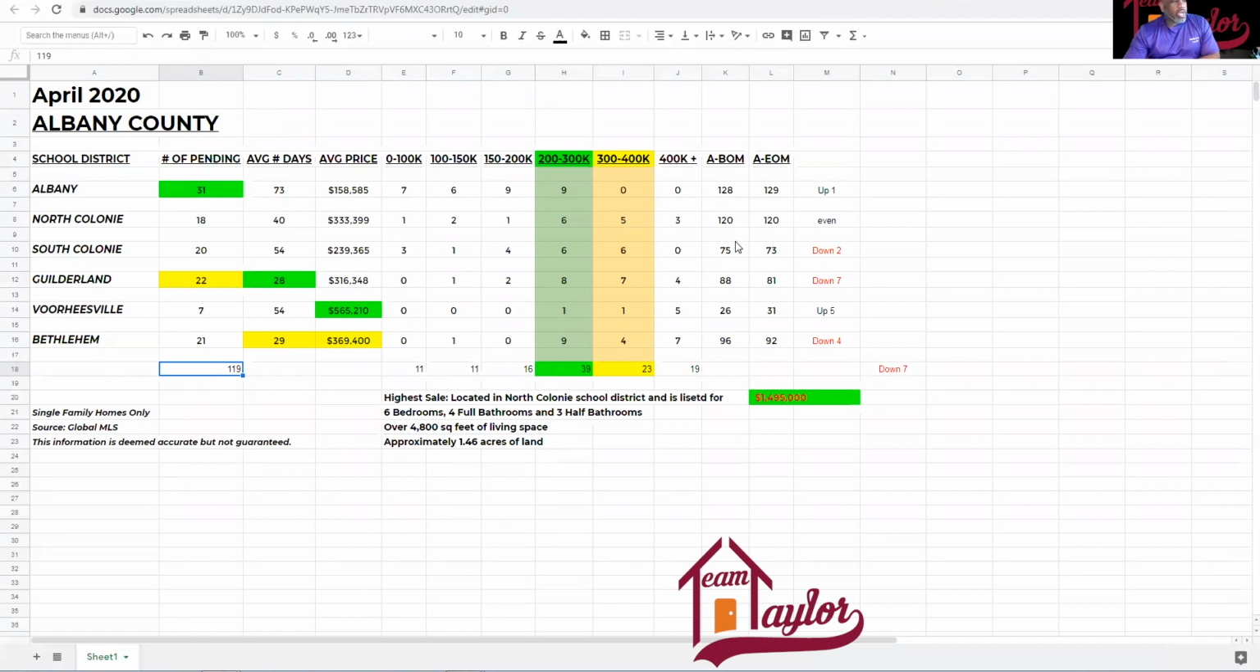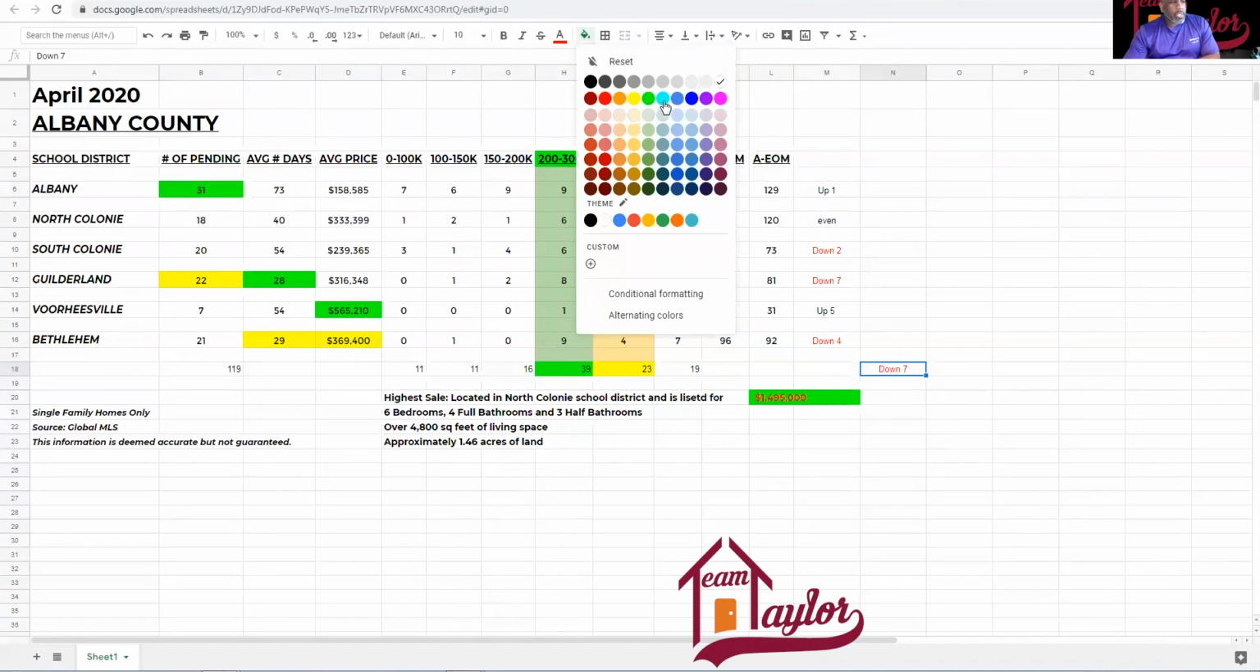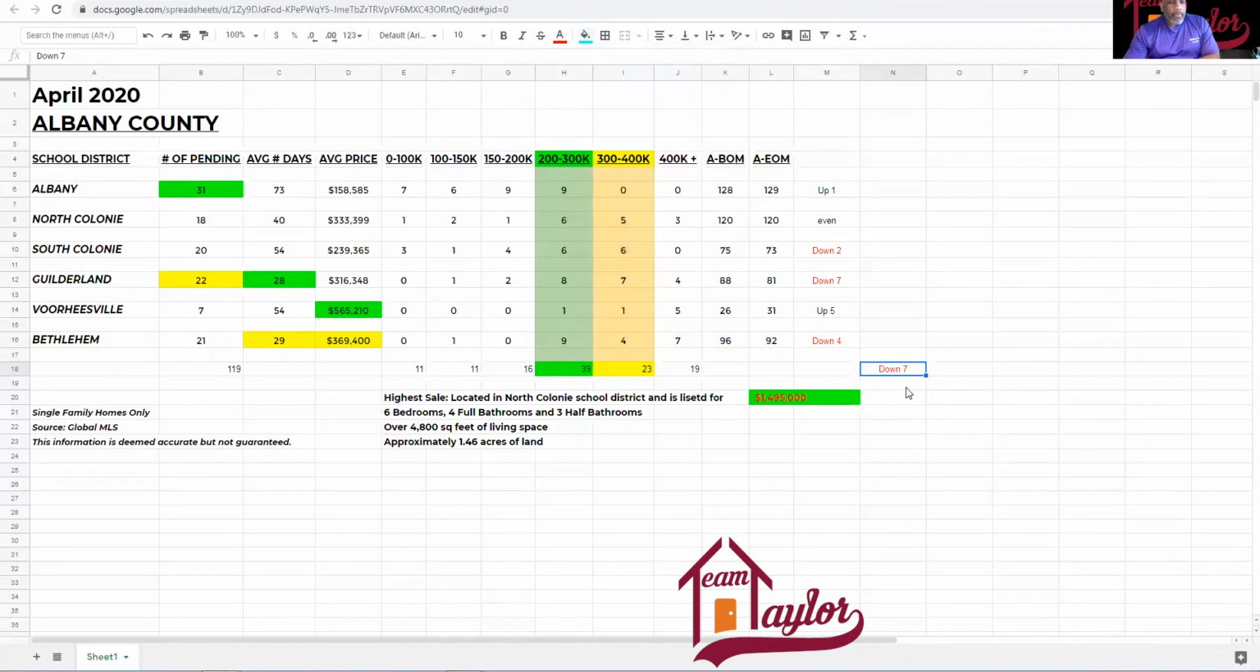So when we look at April this year, for the whole month, we are down 7 properties. This is active at the beginning of the month versus active at the end of the month. As you can see, some school districts were up or even, but most were down. Overall, we were only down 7 properties in Albany County from beginning to end of month.